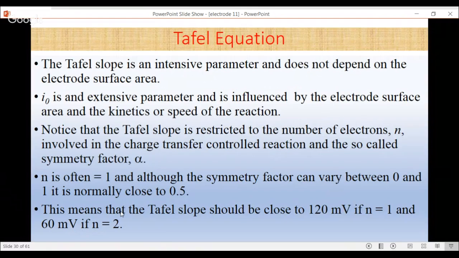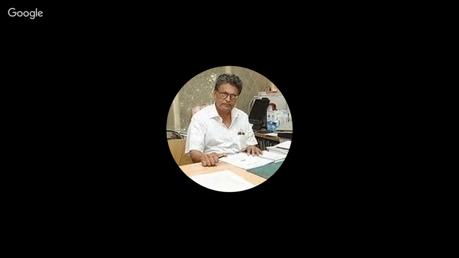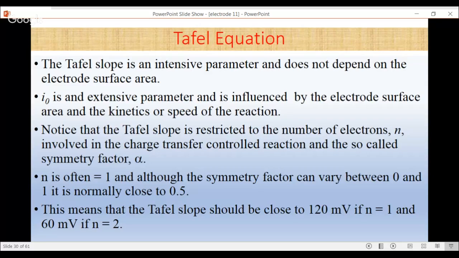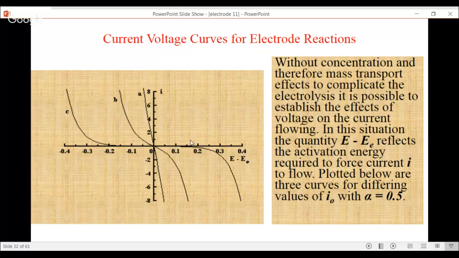We are going to have all these things. These are all the criteria that we should use for looking at the number of electrons transferred. The electrochemical electron transfer reaction is controlling all those things. These are very characteristic criteria for electrode kinetics. So eta is put like that. B is 2.303 RT by nF. That is the Tafel slope. Log I will be equal to this. So this is what we have seen without consideration of mass transport effects.